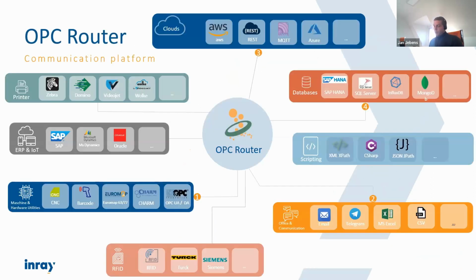This is a picture where you see, just to make clear what OPC router is, as a middleware connecting different systems from different layers.